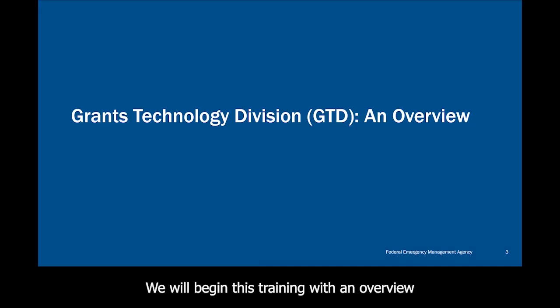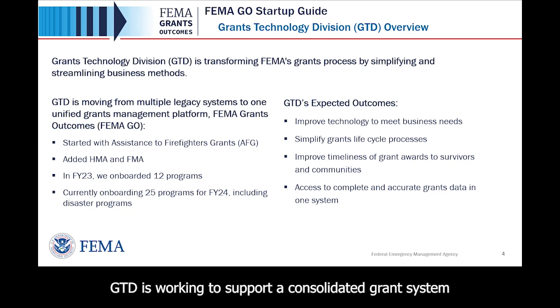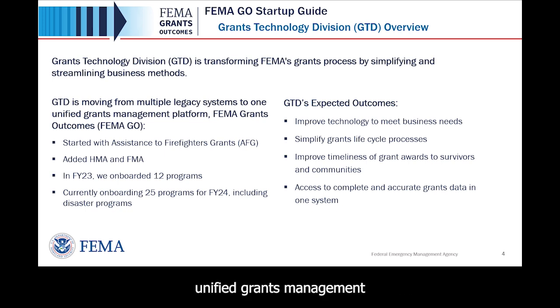We will begin this training with an overview of the Grants Technology Division, known as GTD. The Grants Technology Division, GTD, is transforming FEMA's grants process by simplifying and streamlining business methods. GTD is working to support a consolidated grant system, moving from multiple legacy systems to one unified grants management platform called FEMA Grants Outcomes, FEMA Go.